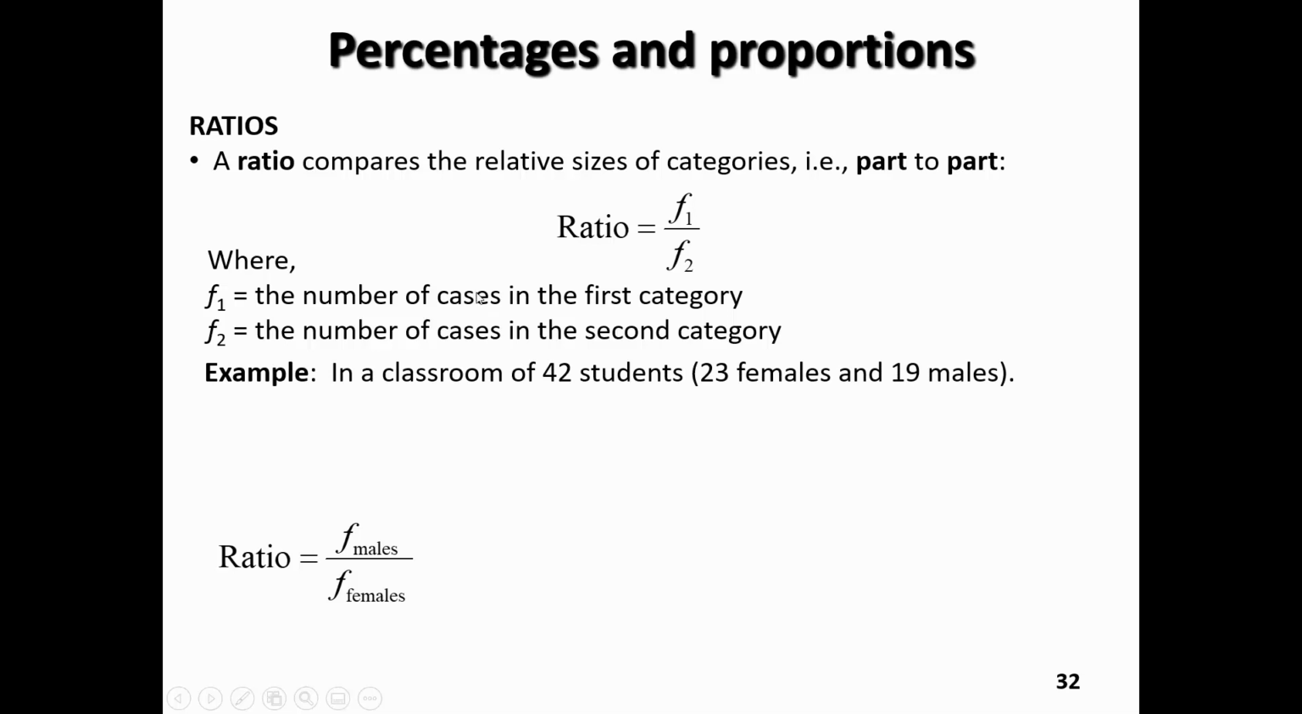So as an example, if we have a classroom of 42 students, of which 23 are females and 19 are males, we ask the question, what is the ratio of male to female students? And then what would we conclude from that calculation? So this will be a good time to pause the recording, go through the calculation, and generate the final answer, and then we'll check it here in a moment.